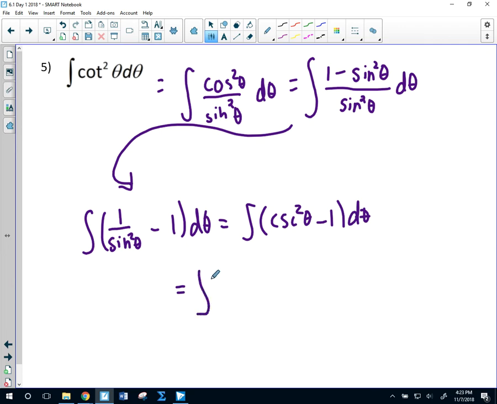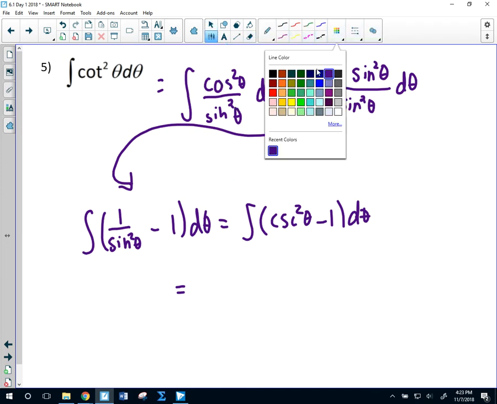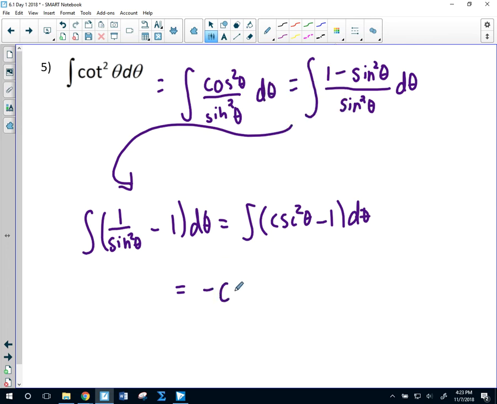So the antiderivative of cosecant squared is equal to negative cotangent theta. And then the antiderivative of 1 is just the variable. So in this case, it's theta, and then plus c. And then don't forget, you could actually differentiate this to see if you get back to where you started.